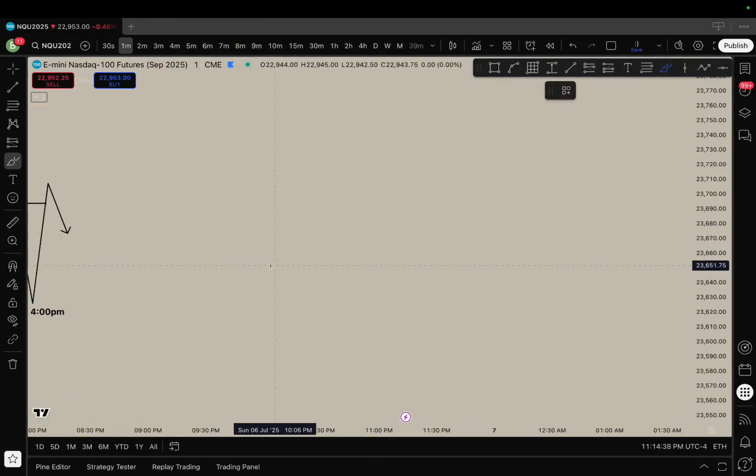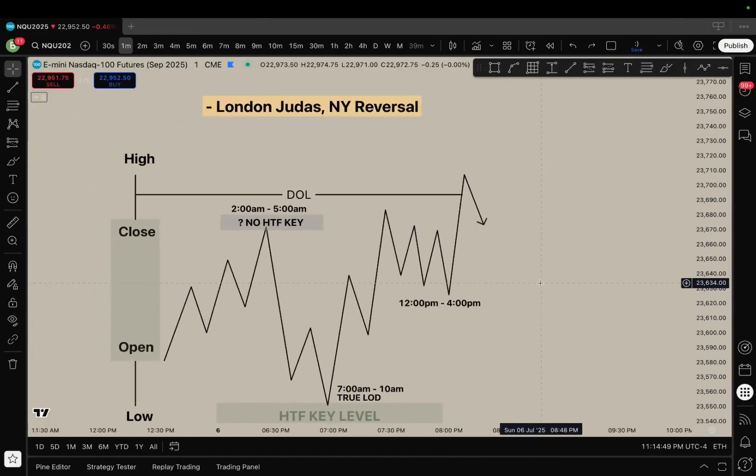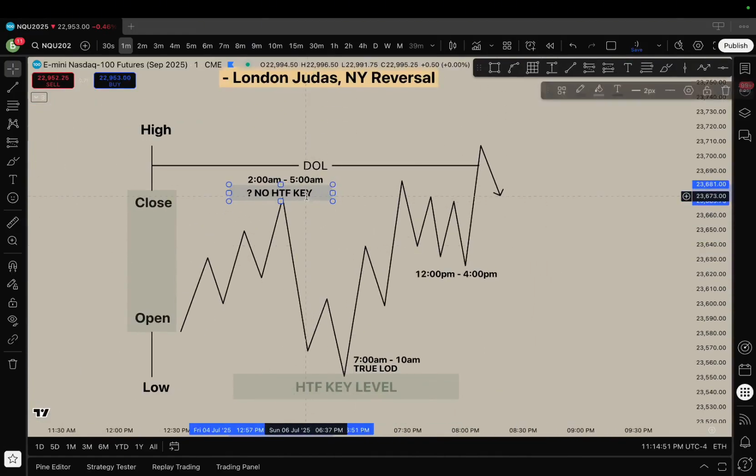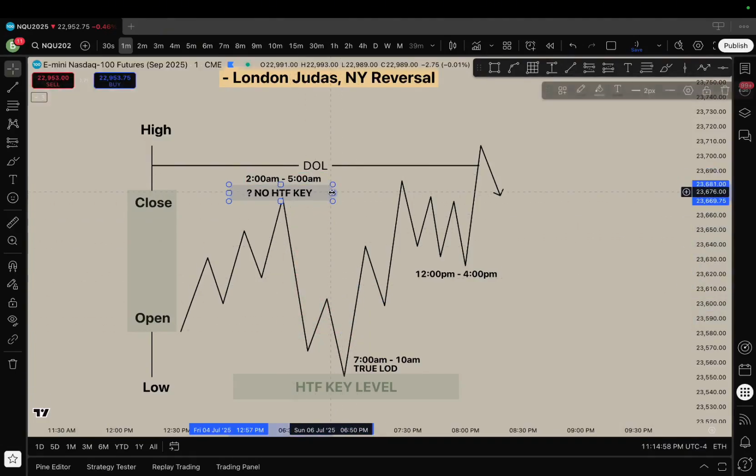So the 9:30 Judas swing is talked about a lot, where we have accumulation, and we have that manipulation lower, then the expansion higher, and this will open at 9:30, open low, high close, right? So that sort of thing. And we never hit a higher time frame key level here, okay? So 2 o'clock to 5 o'clock, never hit a higher time frame key level. We then traded lower.